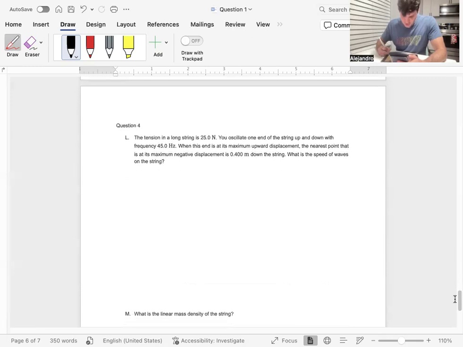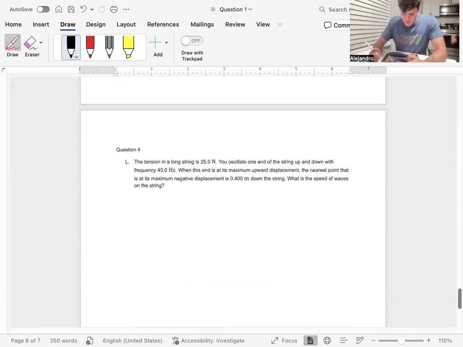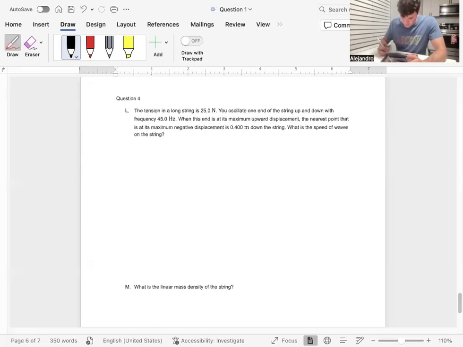Okay. Question number 4. The tension in a long string is 25 Newton. You oscillate one end of the string up and down with frequency 45 Hz. When this end is at its maximum upward displacement, the nearest point that is at maximum negative displacement is 0.400 meters down the string. What is the speed of wave on the string?